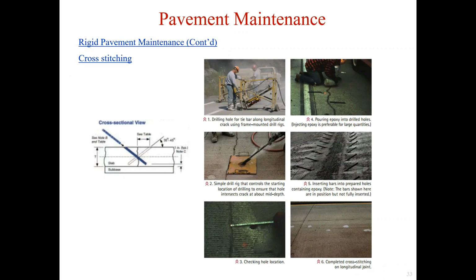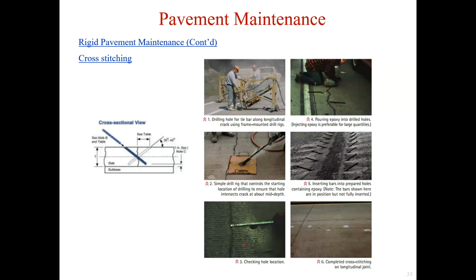These are some photos for cross stitching, which is the most widely used method. Cross stitching is a process to retain aggregate interlock across joints or cracks, thereby maximizing shear load transfer at joints or cracks, which are considered to have the potential to open under environmental effects and traffic loading. It is also used at the longitudinal joint to keep the slabs from separating. It involves drilling a 30-degree angle hole from one side of the crack to the other.